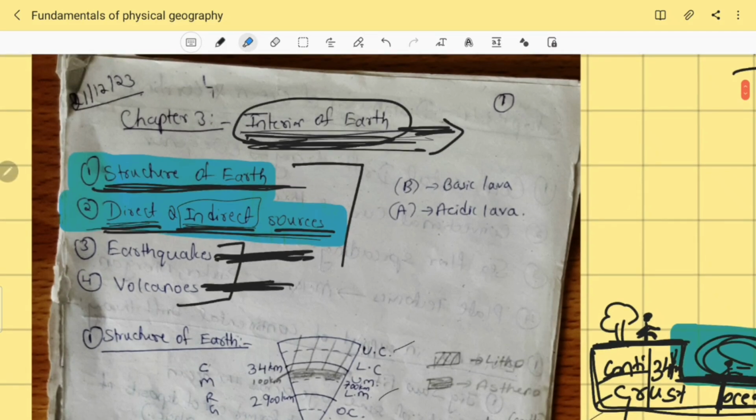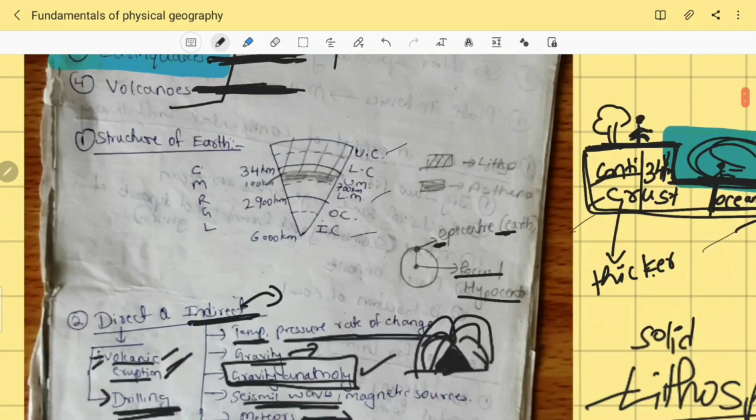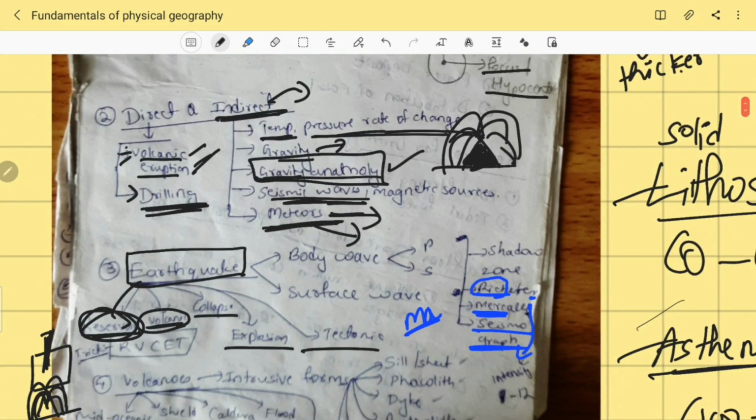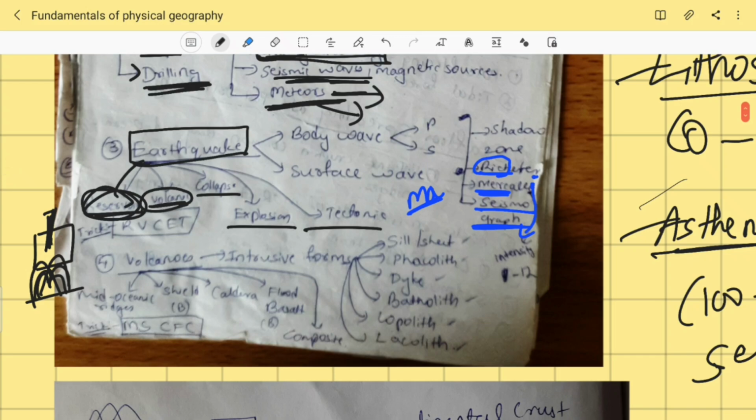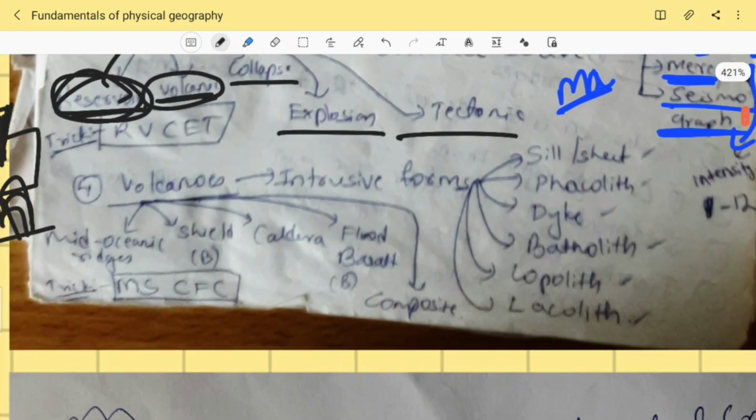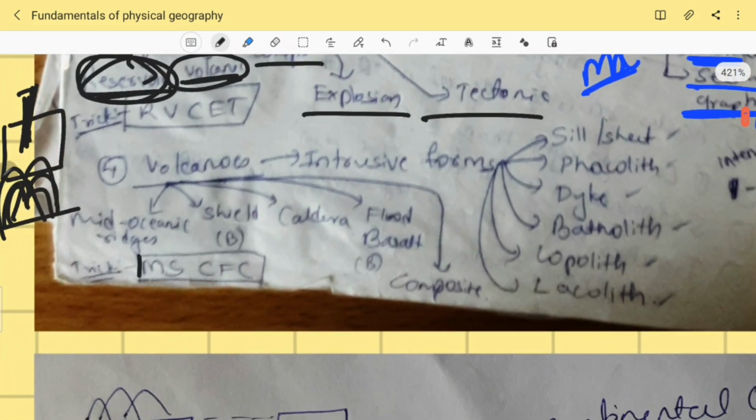Let's move to the last topic of this chapter, that is volcanoes. Volcanoes are again of 5 types. I remember it by a mnemonic MSCFC: mid oceanic ridge volcano, shield volcano, caldera volcano, flood basalt volcano, composite volcano.